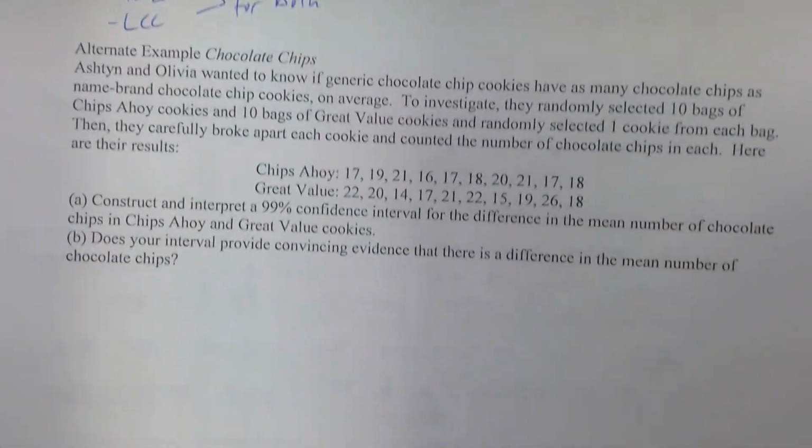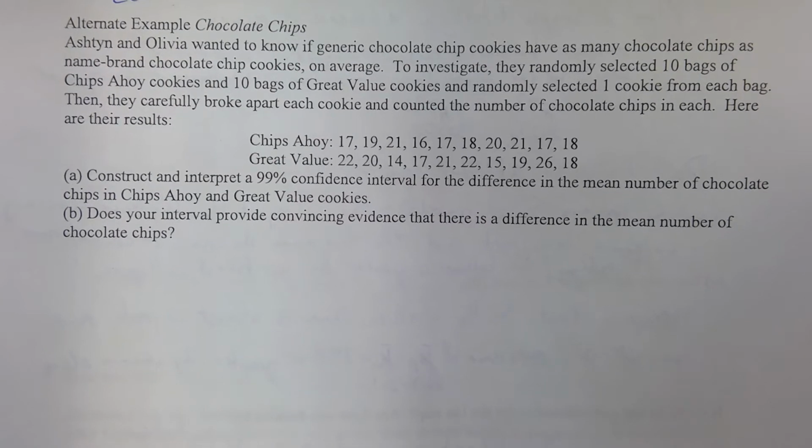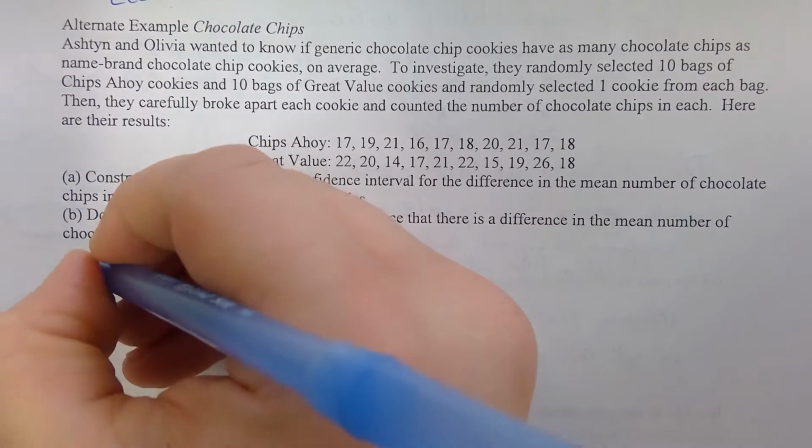Okay, so we have an example about chocolate chips. We're comparing Chips Ahoy and Great Value brand and the number of chocolate chips that we see in each cookie. We're going to construct and interpret a 99% confidence interval for the difference in the mean number of chocolate chips in Chips Ahoy and Great Value cookies. And then we're going to see if our interval provides convincing evidence that there is a difference in the mean number of chocolate chips. All right, so let's start with our state.